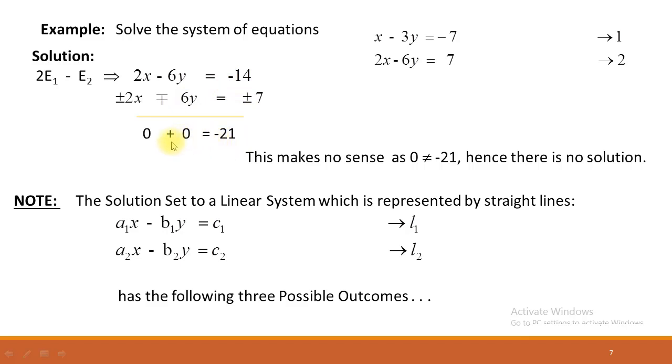Dear students, note that 0 does not equal minus 21. This makes no sense, as 0 does not equal minus 21, and hence this system has no solution.